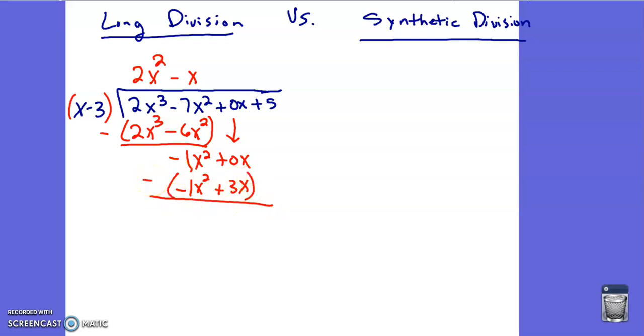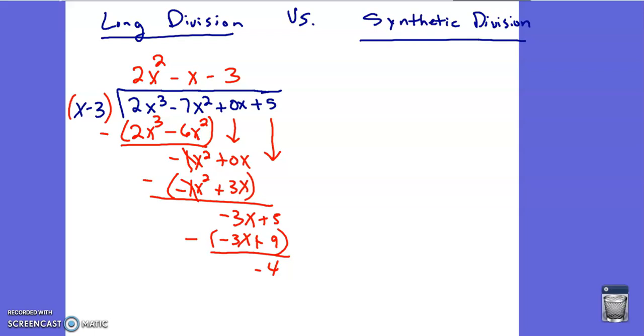And then subtract. These will always cross out, and you're left with negative 3x, and then bring down plus 5. And then finally, we're going to get negative 3, and that's going to give me negative 3x plus 9. When I subtract, you're going to end up with negative 4. Now, once I've done that, I'm done with long division.